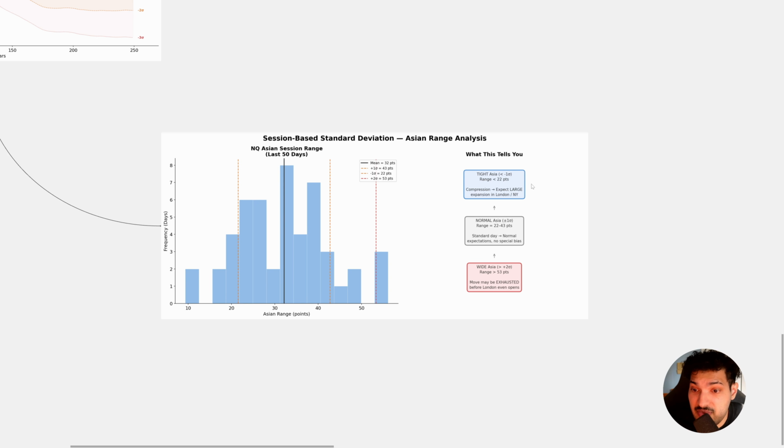If you have a normal Asian session, a normal range, 22 to 43 points, a standard day, it's going to be normal expectations. There's no special bias you might have. And then when you have a wide Asian range, your move might be exhausted before London even opens. So you're not really going to have a crazy move in London.